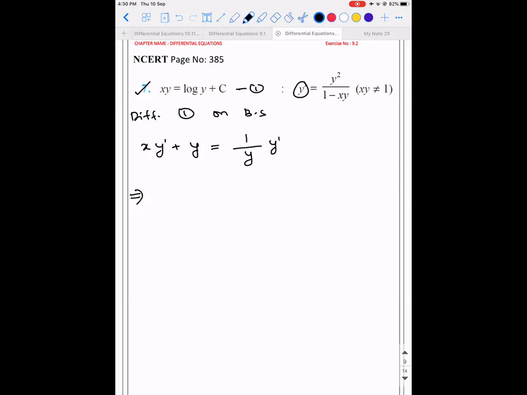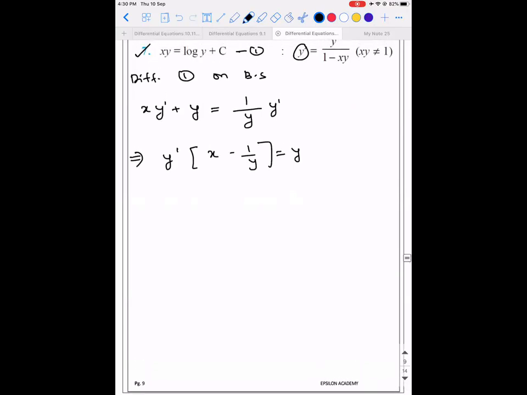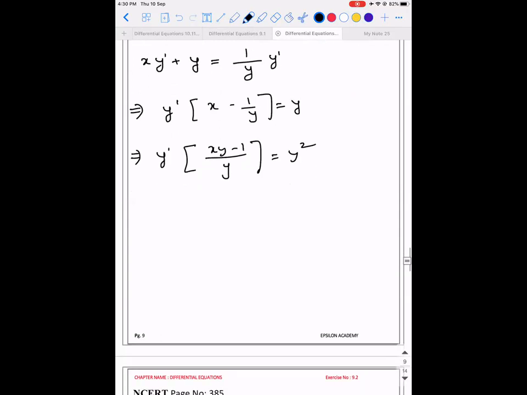Which implies y dash into x minus 1 by y is equal to y, right? So I'm just rearranging the differentiated part. So y dash into xy minus 1 divided by y is equal to y. Sorry, y.